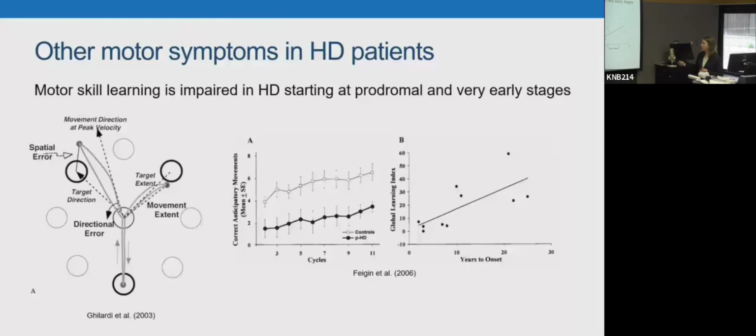What they found in this study, and other studies have replicated this with similar tasks, is that in prodromal HD and very early stages of HD, there is a significant deficit in motor skill learning. And if you look at the estimated number of years before the onset of the disease in these participants, the closer they are to diagnosis of Huntington's disease, the worse their motor learning was.